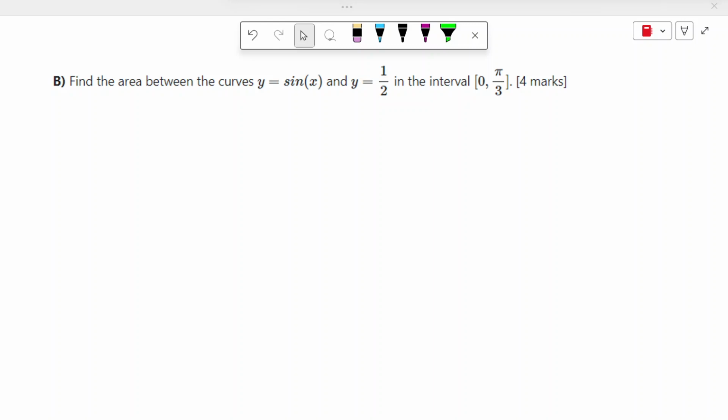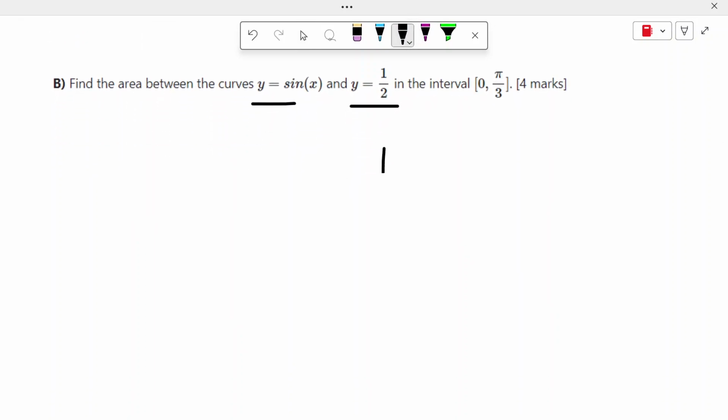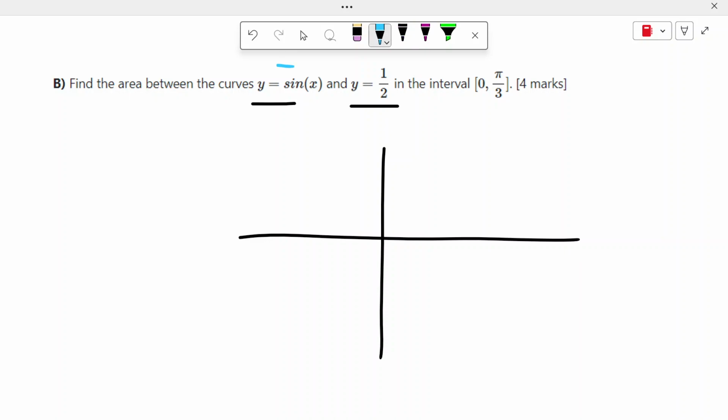So we are trying to find the area between these particular functions, this sine function here and this just flat line, just 1/2. So to plot it out, we'll have our sine in blue. Now this one is basically to 60 degrees, right? So we start off at 0, so you have to remember your unit circle, but this is a calculator assumed question, so I'm just going to explain this and then we're going to dive into the calculator.